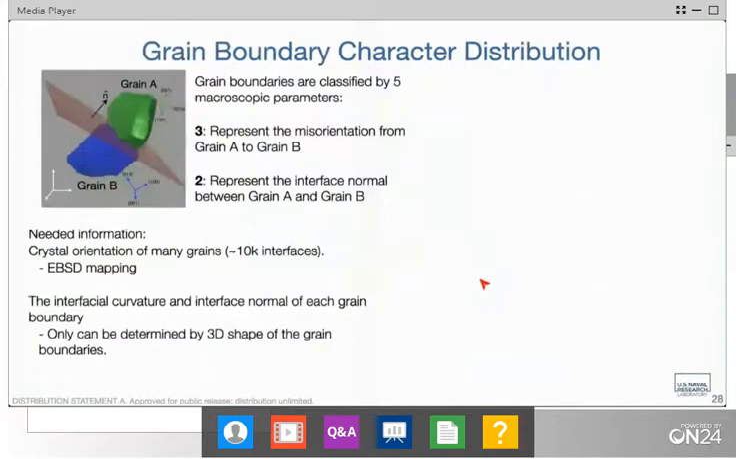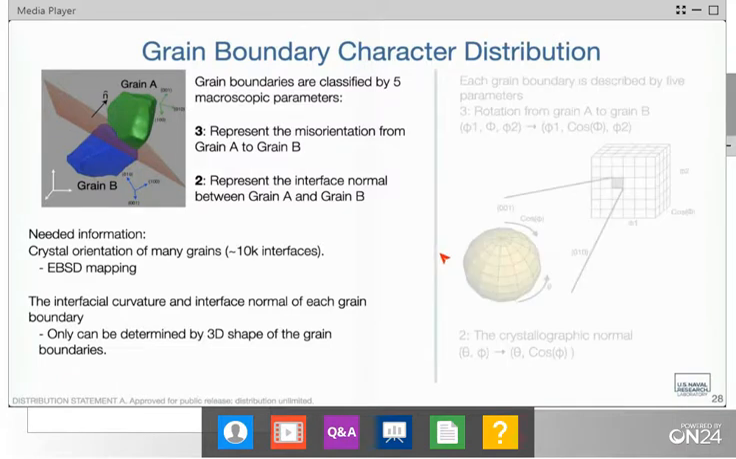If we're going to look at grain boundary character distribution, this is made up of a 5-parameter space. We have 3 parameters that describe the misorientation and 2 that describe the interface orientation. You usually need a large number of grain boundaries. Luckily, we have them.